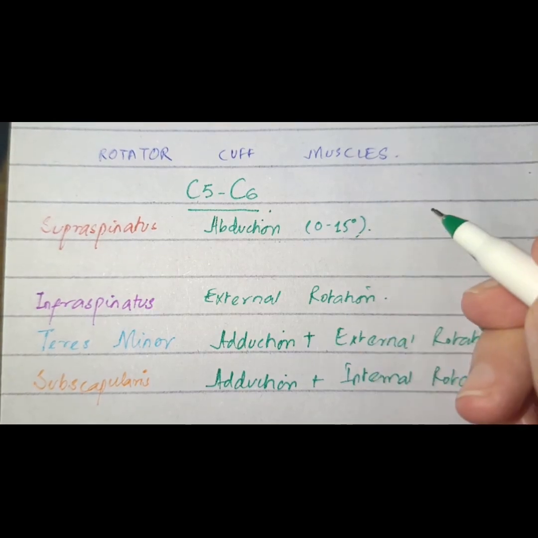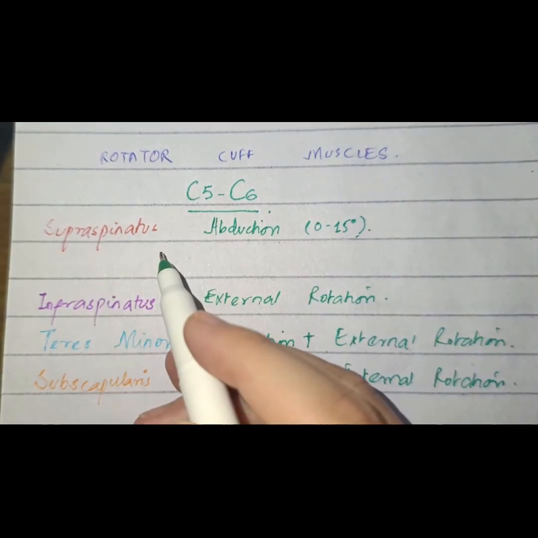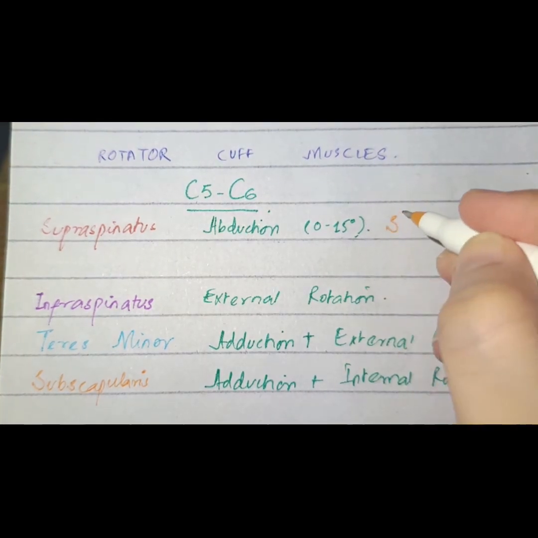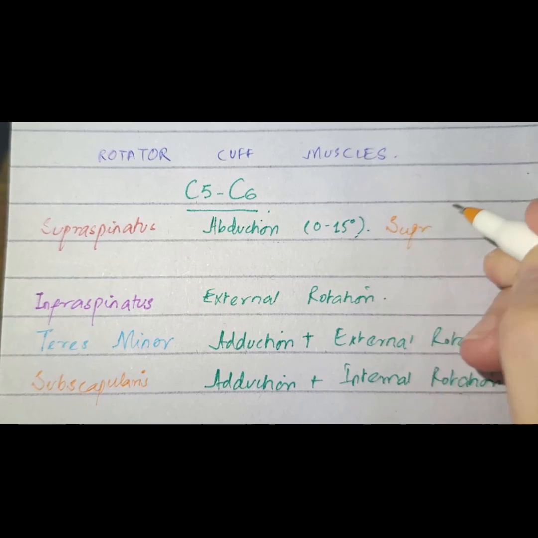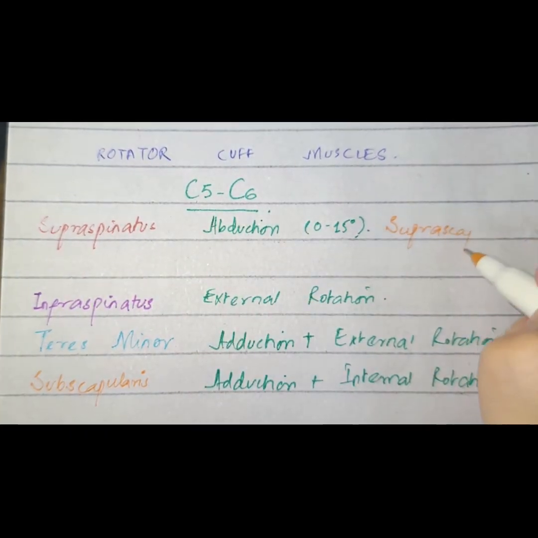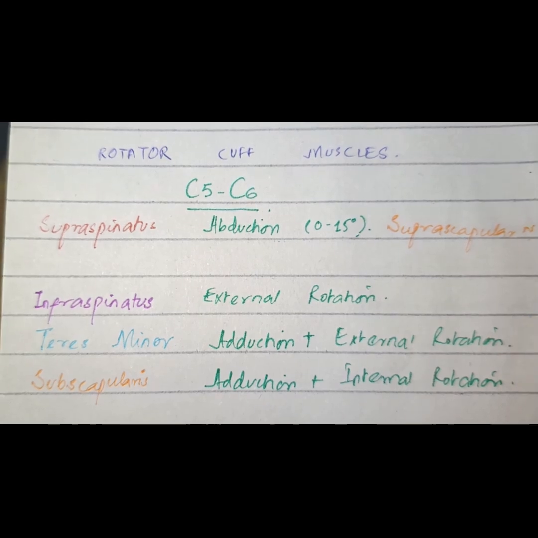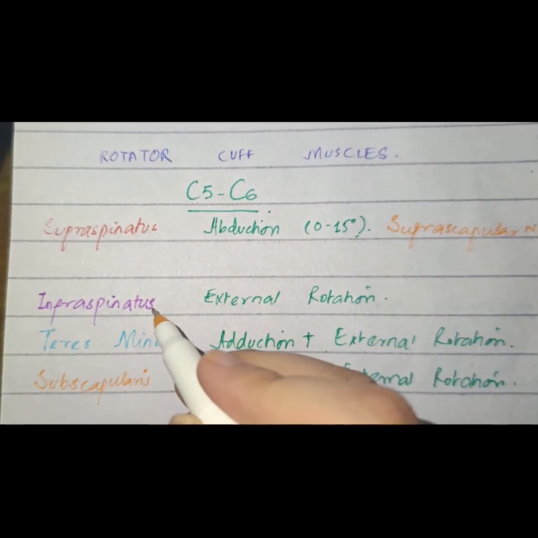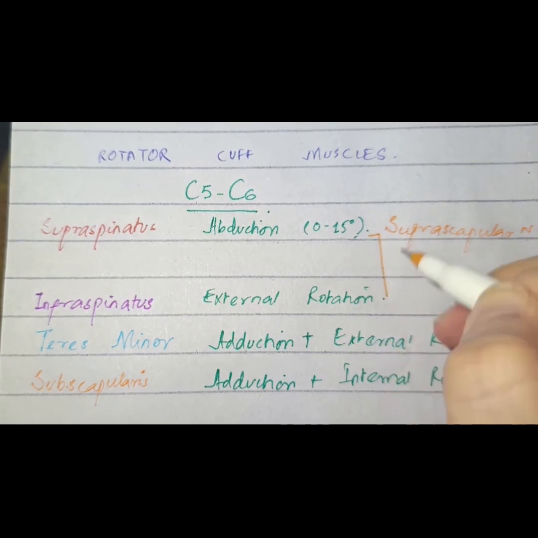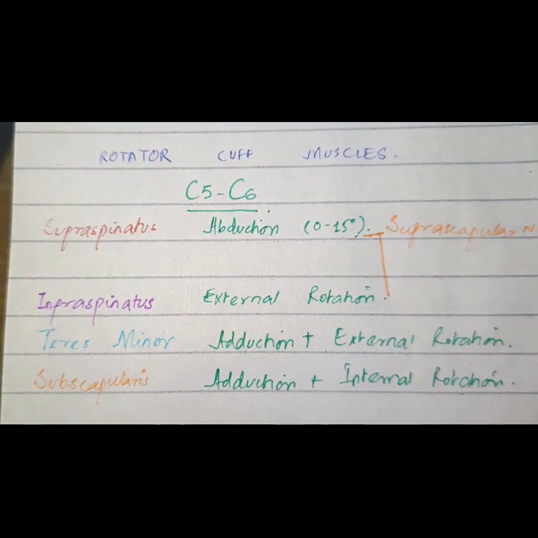see their respective nerves. Supraspinatus is supplied via suprascapular nerve. So it's easy to remember its name, supraspinatus and suprascapular nerve. Infraspinatus is also supplied by suprascapular nerve. So these both are supplied by the suprascapular nerve.